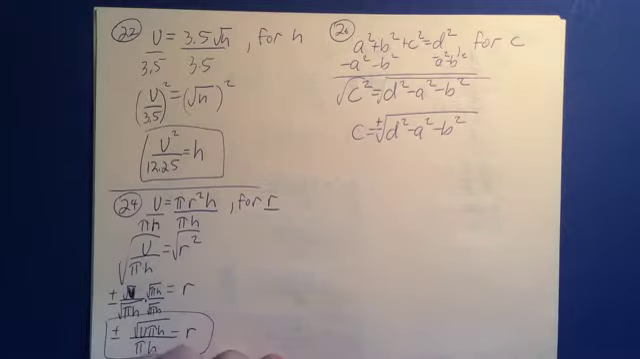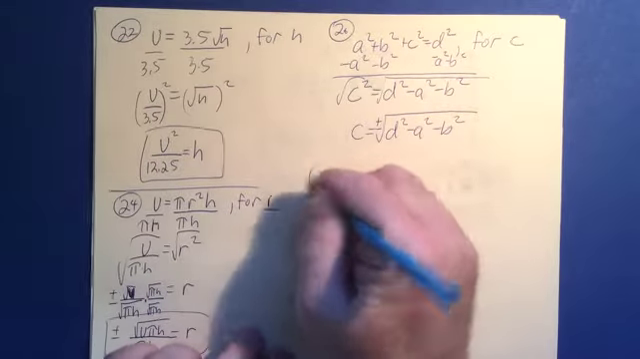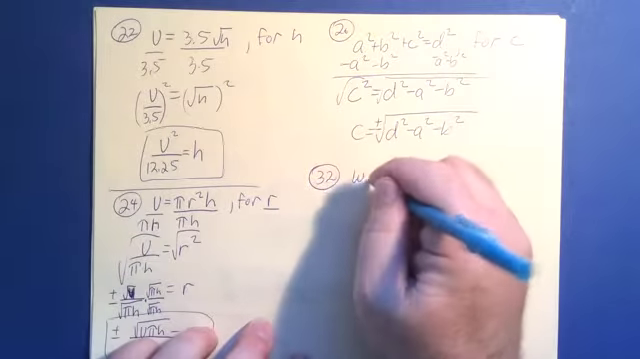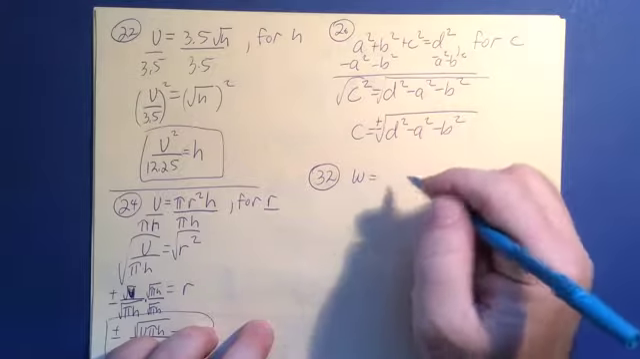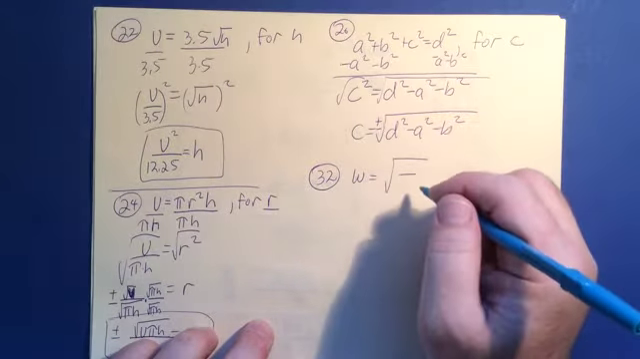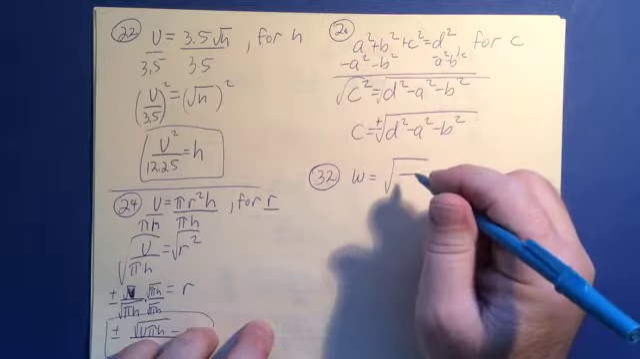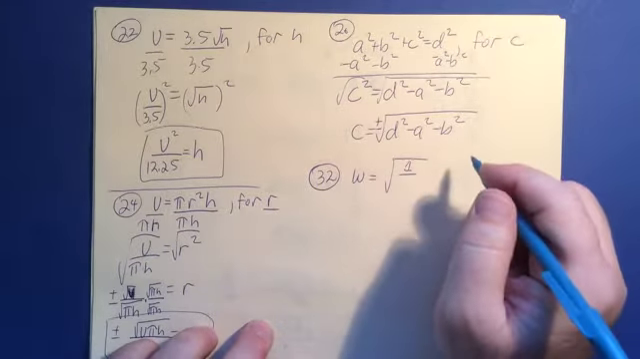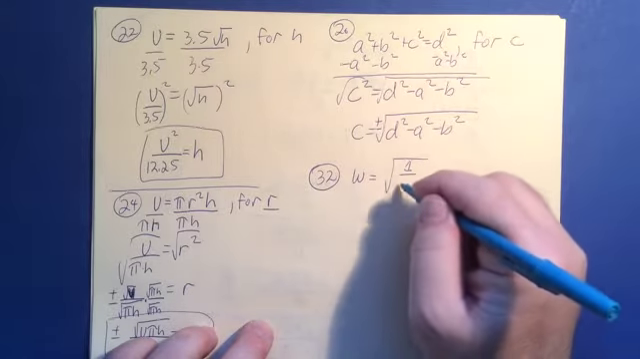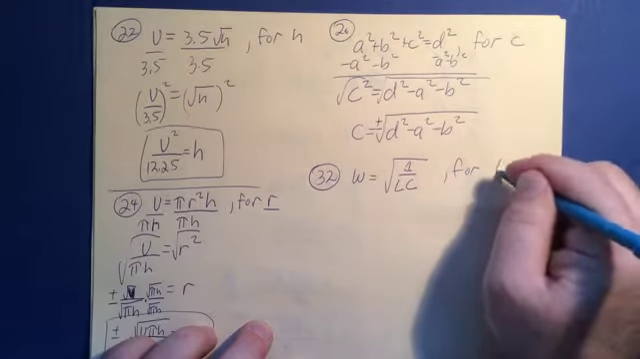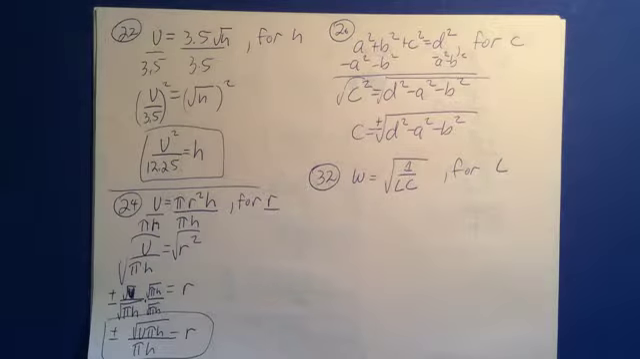And finally here, let's take a look at question 32 to wrap up section 10.4. So we have w equals the square root of the quantity of, I'm thinking this must be a 1 in the formula here, so that's a 1, over LC. We want to solve for the capital L.